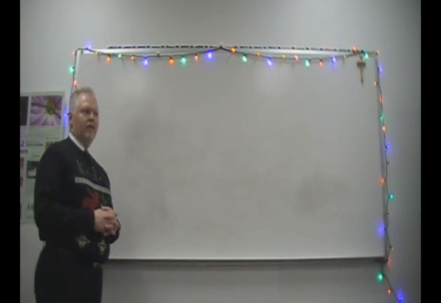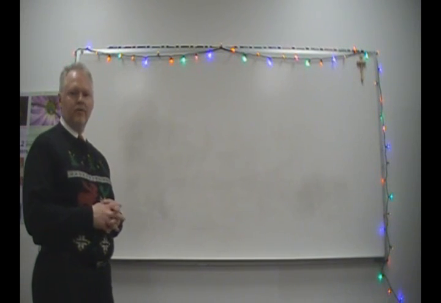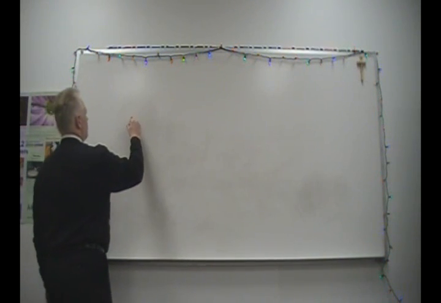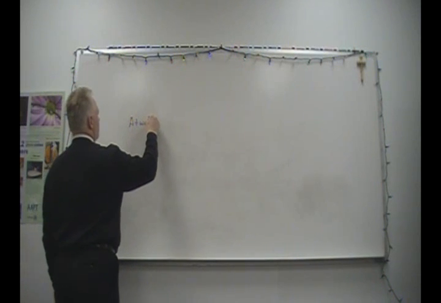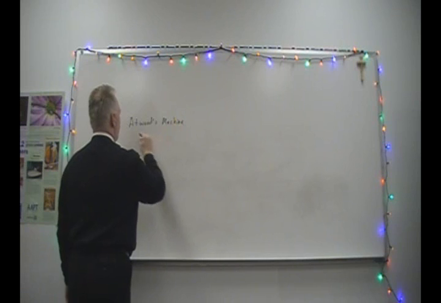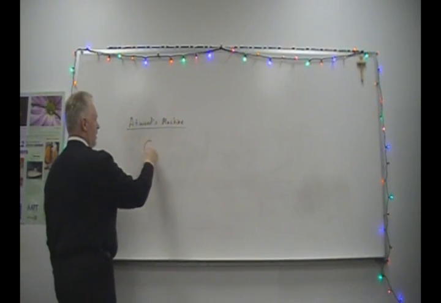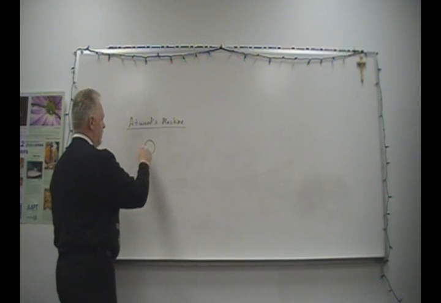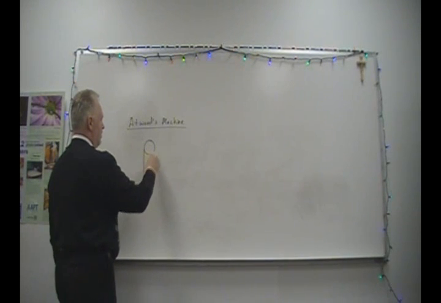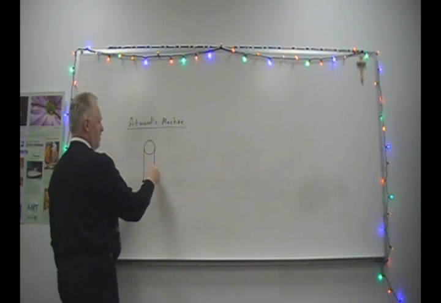Welcome back. I wanted to talk about an additional problem that we covered this year, and it was called the Atwood's machine. The Atwood machine is a nice little device. It's made out of a simple pulley. Actually, it's an ideal pulley. And it has a cord going around it. And there's masses on the ends of this cord.